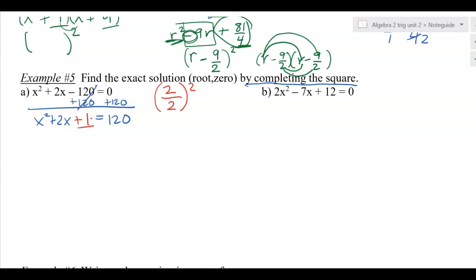But this is an equation, so I can put a new number on the left side of the equation as long as I do what? Balance it out and put it in on the right. So I'm going to add the same amount to the right side.